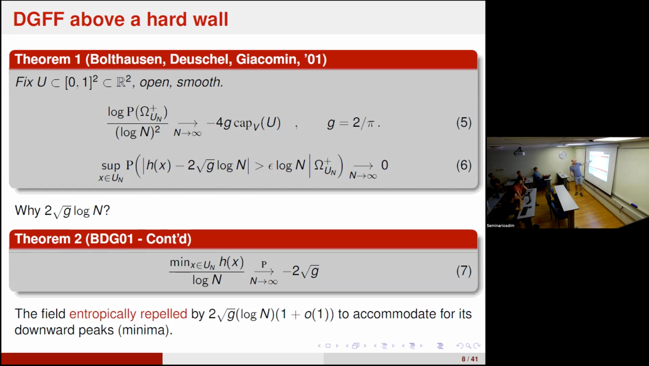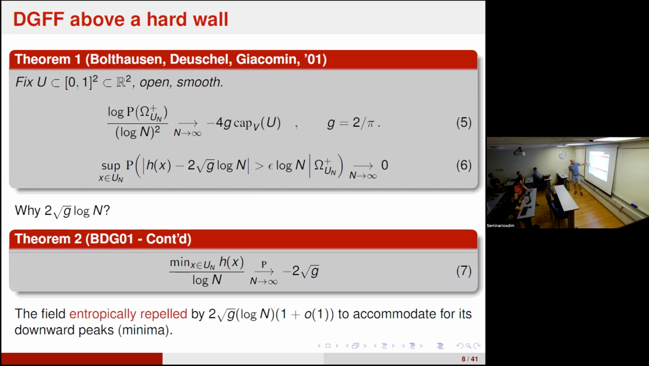And you scale this set by n. So now it becomes a subset of the box of side length n, and you want this to be positive. First order asymptotics tells you that the probability of this is e to the minus (log n) squared times the constant 4g, and then the capacity of U in V. Let me not get into this, I might get to this later. So it is some constant that depends on U and V.